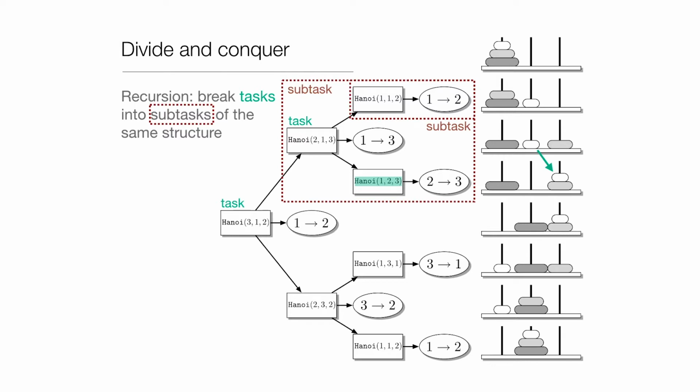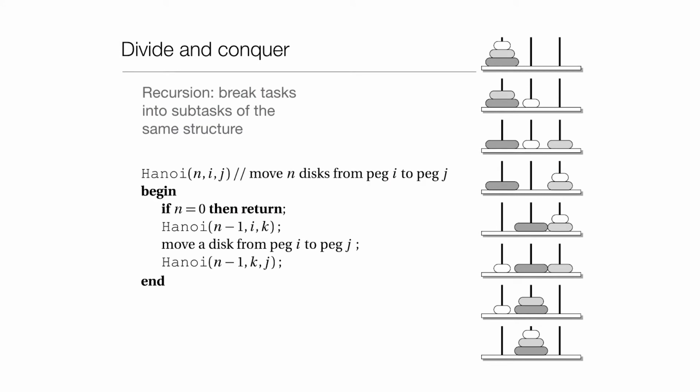There's a nice way we can do this with modern programming languages, which is as a function which actually calls itself. So this is a recursive function. It takes a couple of inputs, n, how many disks we're trying to move, and i and j, which peg we're trying to move them from and to. And then if n is 0, if you're trying to move 0 disks, it does nothing at all.